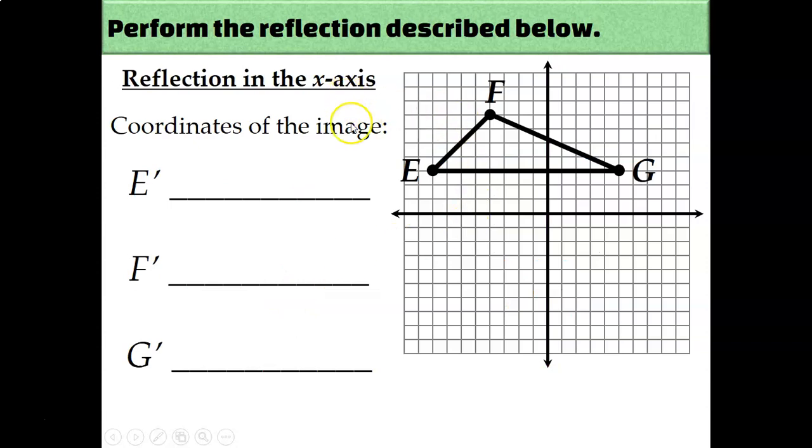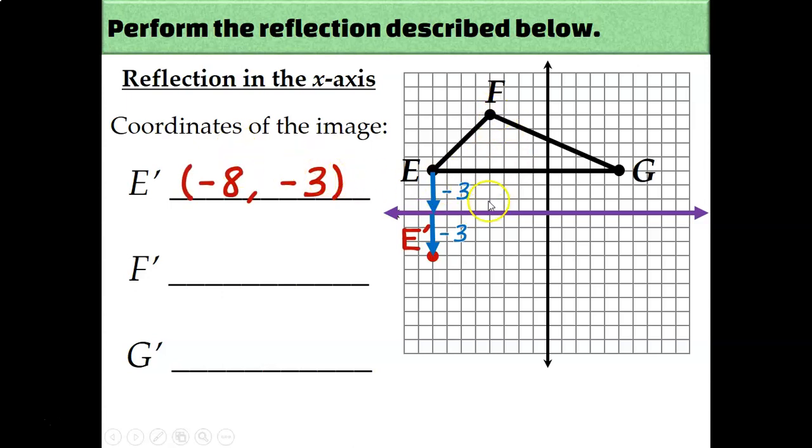This time we're going to reflect in the x-axis, so let's highlight that. And we need to count from each pre-image point to the line of reflection, and then count that far again on the other side of the line of reflection. So for example, from E to the line of reflection, I go down 3. So I'll go down 3 more to get to E prime, which is the point -8, -3.